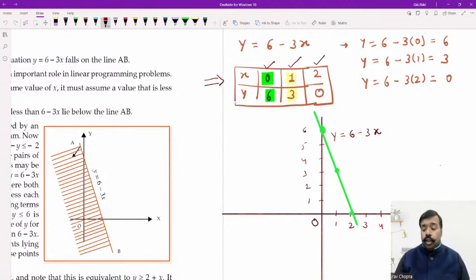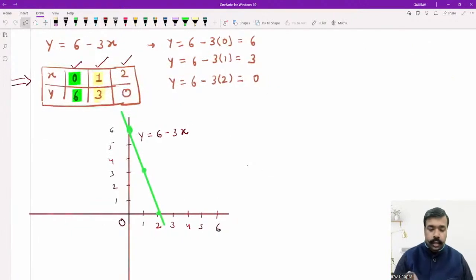Now see what we have to do. According to the examination, what kind of questions will be formed? Because we are having MCQ, multiple choice questions.